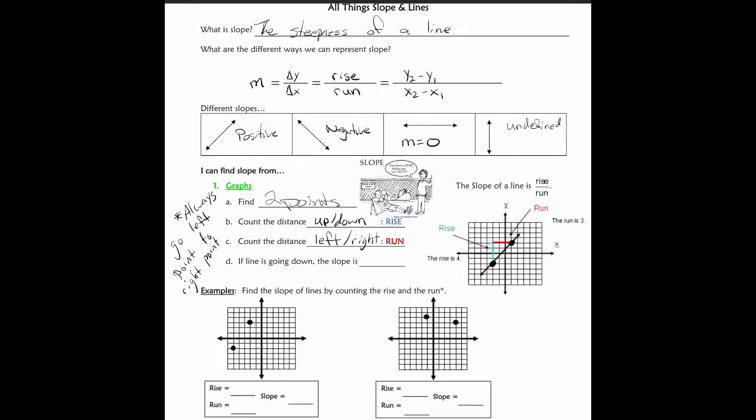So starting at my left point, I'm going to go up 4, and I'm going to run or go right 3. So that would give me a slope, right? Rise over run. So rise 4 and run 3. Now, this is going uphill, right, from left to right, so that means it's positive. If the line is going down, so it has a downhill slope, then that slope is going to be negative, okay? All right, let's look at our 2 examples here real quick.